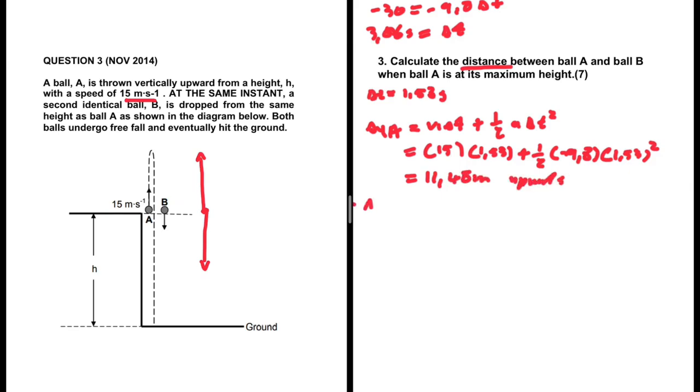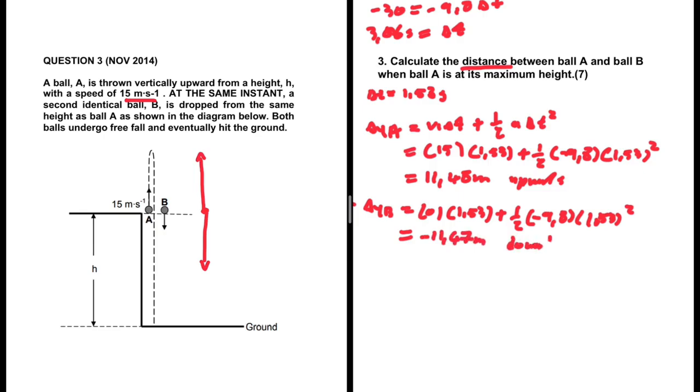And then on the other hand, the displacement of ball B, using the same equation. The initial velocity, it is being dropped, so that is 0. Delta t is 1.53, plus a half, the acceleration is minus 9.8, the time 1.53 squared. This is equal to minus 11.47 meters downwards, right? The negative sign is just showing us that it is moving downwards.